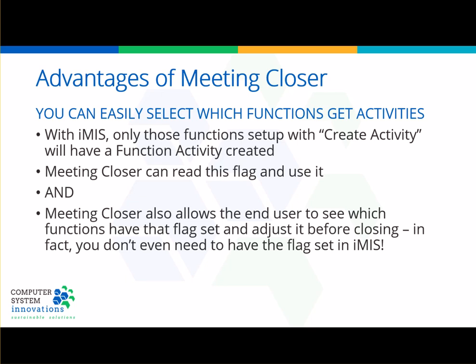So, what if someone set up the event and didn't click that we wanted an activity created for the awards ceremony? You can see that in Meeting Closer and go ahead and add it so that you will get an activity for the awards ceremony when you close the event. You're not going to get that in iMIS. You're going to have to go look at each function to see what's set up. Meeting Closer gives you a nice view into the entire thing there.